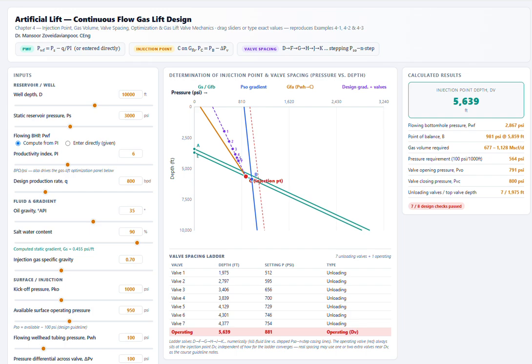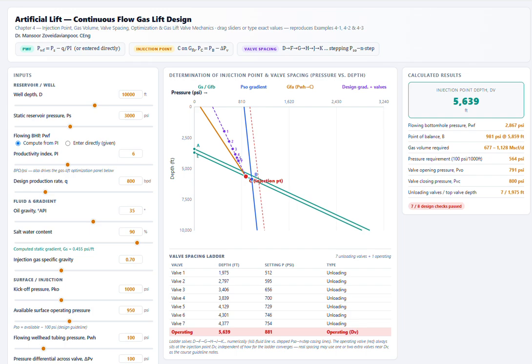Now let's start with a question. Looking at the pressure depth plot, where do you think the most important point on this graph is? Some people might say a static fluid level, some might say the point of balance, but from an operational perspective, the most important point is actually the red point, the injection point. Why? Because that's where gas enters the tubing and begins doing useful work.